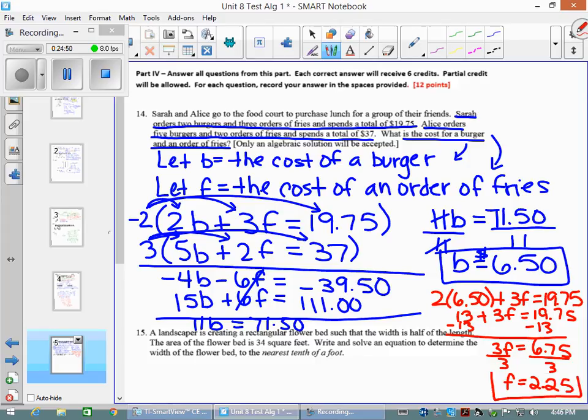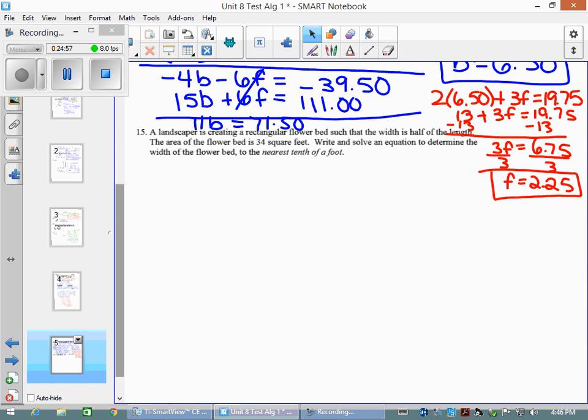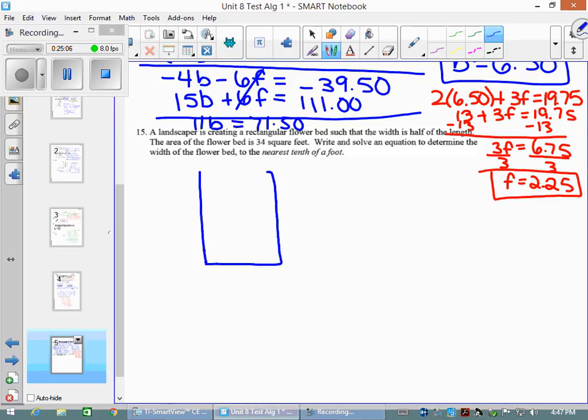For question 15, the last question on this test, it's talking about a landscaper creating a rectangular flower bed. I'm going to draw myself a rectangle where the width is half of the length. So if I let x equal the length, maybe I'll label my length x. If the width is half of the length, that means my width is 1/2 x. So you don't need the let statement and the diagram, but you do need one or the other.